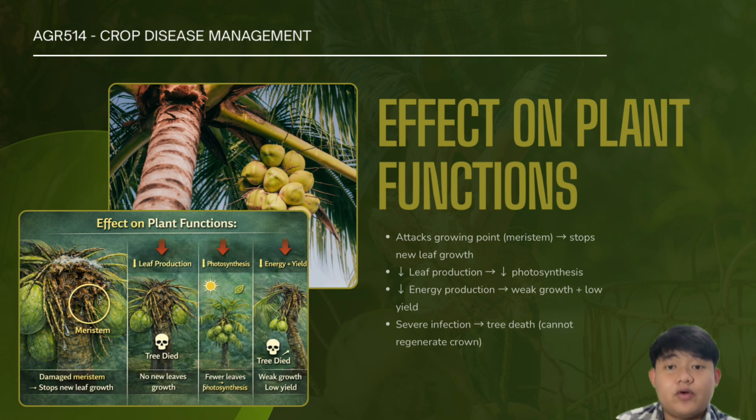Now, the effect on plant functions. Bud rot is dangerous because it attacks the meristem, which is the growing point of the coconut palm. Once the meristem is damaged, the palm cannot produce new leaves. This causes reduced leaf production, and because leaves are needed for photosynthesis, photosynthesis becomes lower. When photosynthesis decreases, the plant produces less energy, leading to weak growth and reduced yield. If the damage is severe, the coconut palm cannot recover and may die because it cannot regenerate the crown.